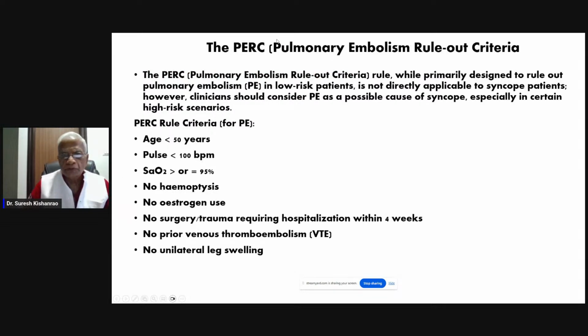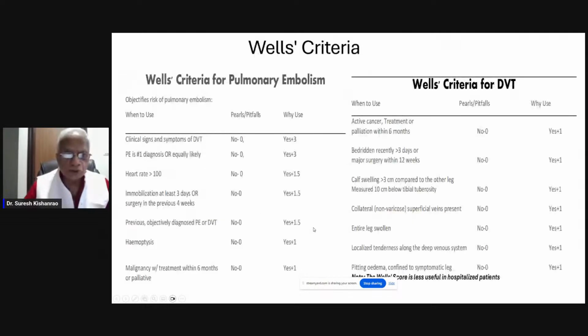Now, what is the pulmonary embolism rule? Here, it is not for syncope per se; you are ruling out pulmonary embolism. There are these 8 criteria used: age less than 50, pulse rate less than 100, oxygen saturation 95% or more, no hemoptysis, no estrogen use, no surgery or trauma, no prior venous thromboembolism, no unilateral leg swelling. If none of these are there, you apply this Wells test.